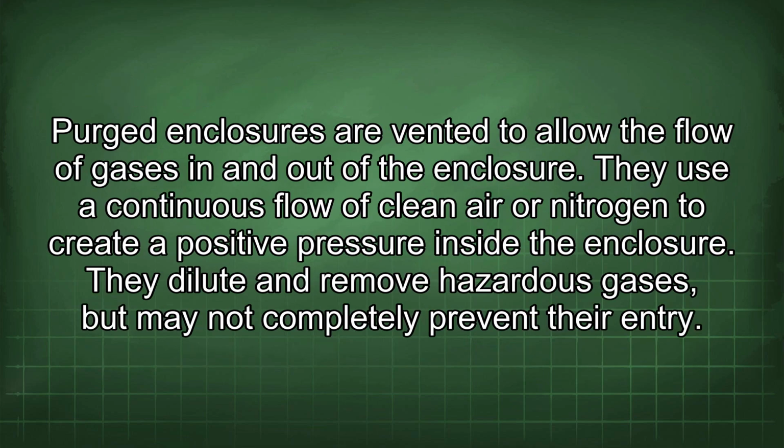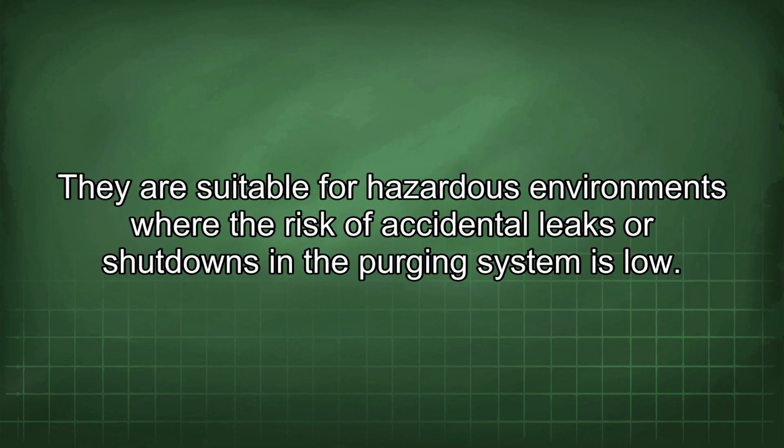Purged enclosures are vented to allow the flow of gases in and out of the enclosure. They use a continuous flow of clean air or nitrogen to create a positive pressure inside the enclosure. They dilute and remove hazardous gases but may not completely prevent their entry. They are suitable for hazardous environments where the risk of accidental leaks or shutdowns in the purging system is low.